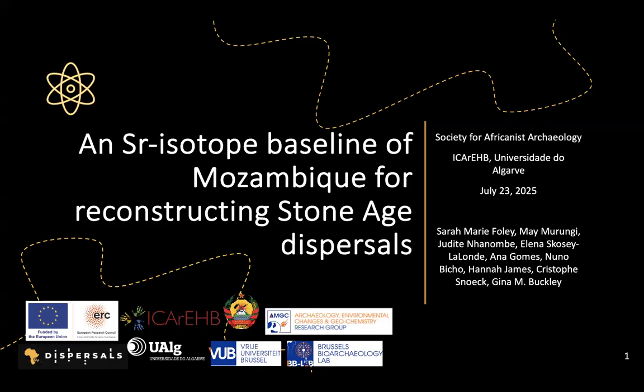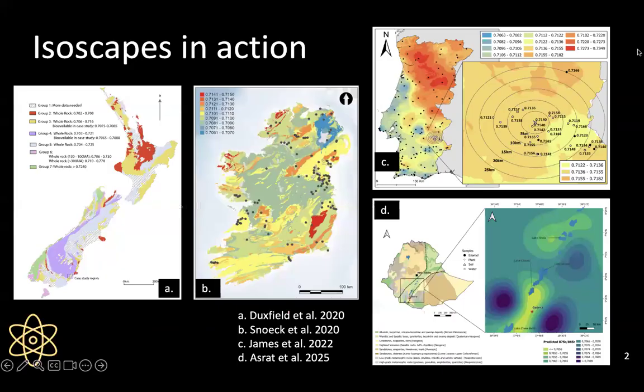Today I will be presenting the initial stages of our work, a strontium baseline of Mozambique for reconstructing Stone Age dispersals. Over the last 10 to 15 years, isoscapes have become an important tool employed by archaeologists to understand past faunal and hominin mobility by comparing strontium ratios in bone and tooth enamel to known geological strontium ratios. And this is all part of a massive effort to create a global strontium baseline.